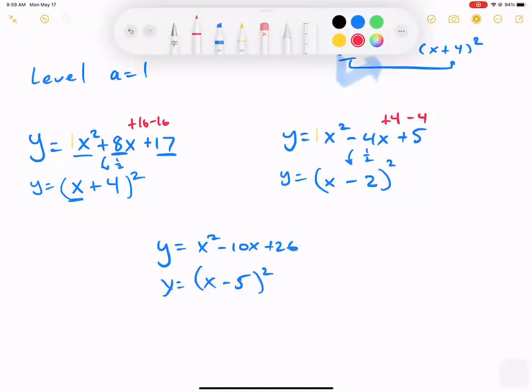Now that hopefully you see the pattern, help me with this third problem. What do you think I'm going to write as my perfect C value? That's my perfect C value. So we take the negative 5 and we square it. What do you think that's going to be? Negative 5 squared is a plus 25. Good job. If I add 25, I need to make sure I subtract 25. And hopefully you see here, this is my perfect square now.